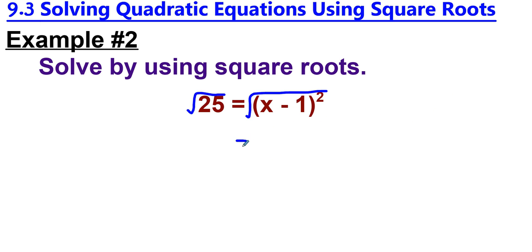So the square root of 25 is over here. On the right-hand side, it's the square root of some quantity squared, which means I need the absolute value of that quantity, in this case, x minus 1. All right, now I take the square root of 25, which is 5. So 5 equals the absolute value of x minus 1.